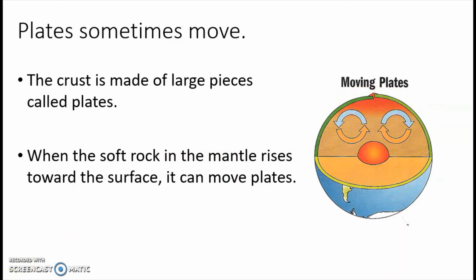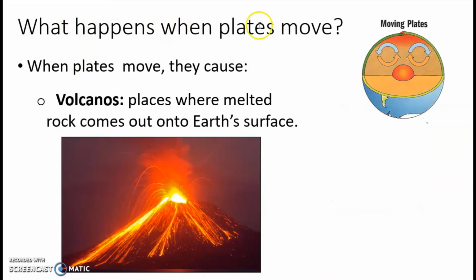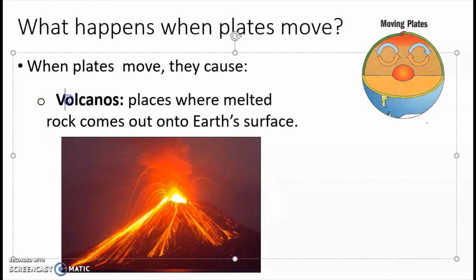And one of two things happens when the plates move. What happens when plates move? When plates move, they cause volcanoes. Volcanoes are places where melted rock comes out onto Earth's surface. Look at this. Melted rock coming out. Looks crazy, like firecrackers. Very, very hot. Okay, so volcanoes are one thing that can happen when plates move.